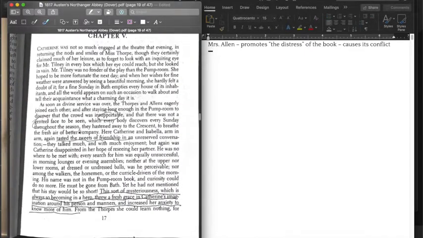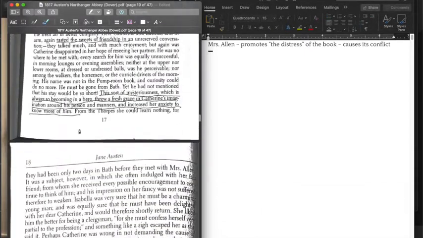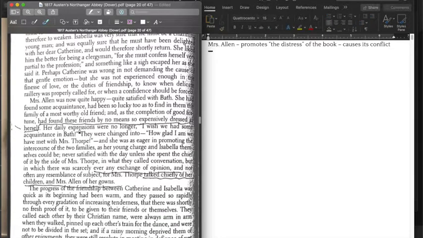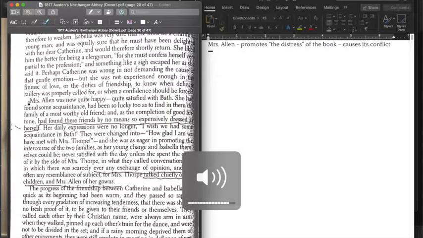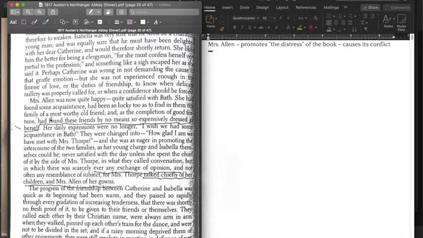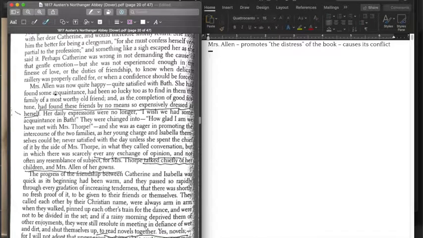So page 18 is in chapter 5. Now Catherine is becoming friends with Isabella Thorpe, and we have Mrs. Allen, who's very happy because she's friends with... What's the matter? Oh, my dog's coming over here. Mrs. Allen has found a friend, so now she's happy.